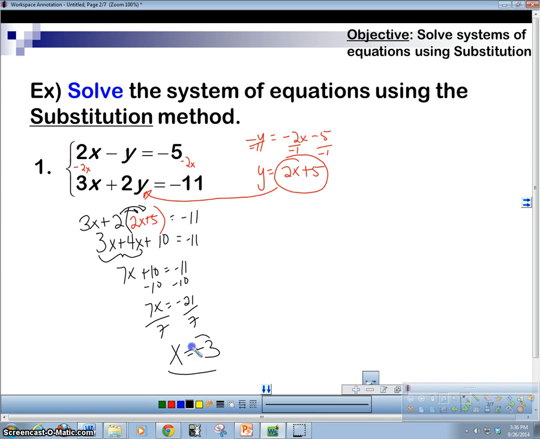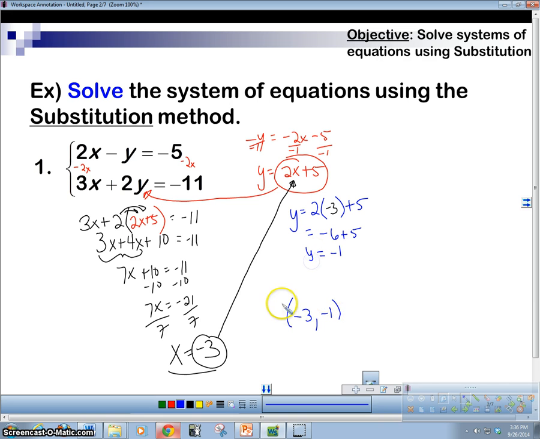I can plug this negative 3 back in for x. Y equals 2 times negative 3 plus 5. I get negative 6 plus 5, which is negative 1. So my answer is in ordered pair form: negative 3 comma negative 1, because this is y. This is the point of intersection of these 2 lines.